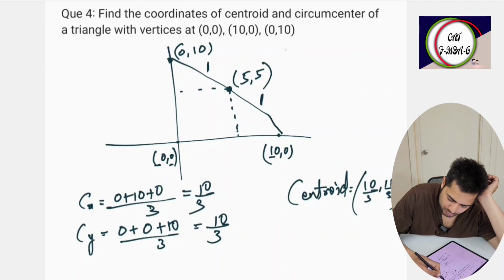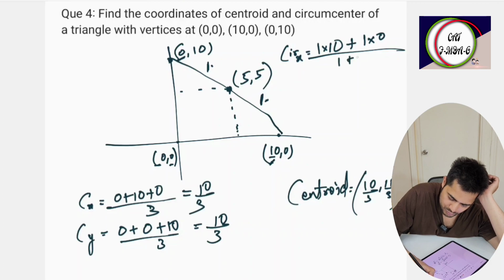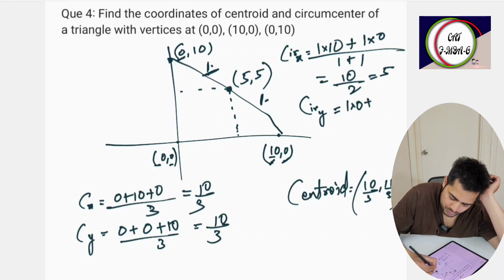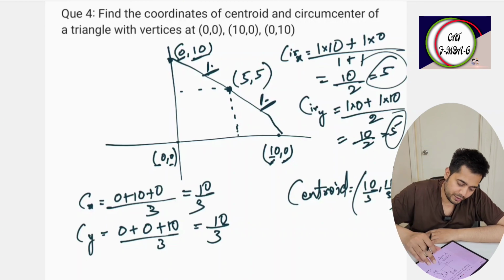So circumcenter x is going to be (1 into 10 plus 1 into 0) divided by (1 plus 1), which is equal to 10 by 2, which is equal to 5. Circumcenter y is equal to (1 into 0 plus 1 into 10) divided by (1 plus 1), which is equal to 10 by 2, which is equal to 5. So (5, 5). Okay, so let's move ahead to the next question.